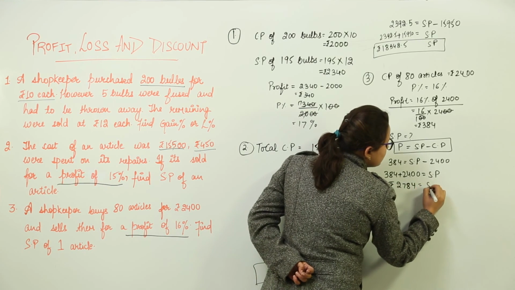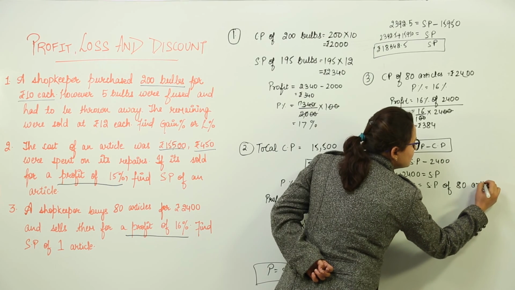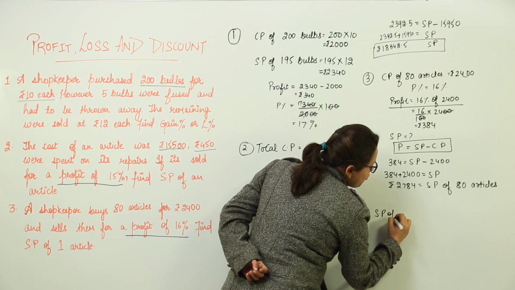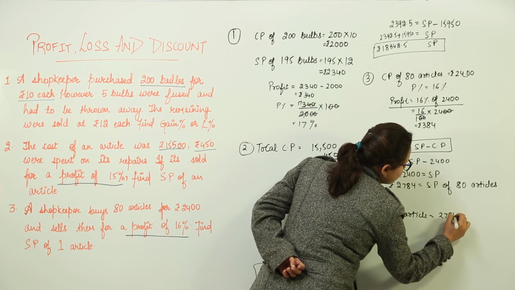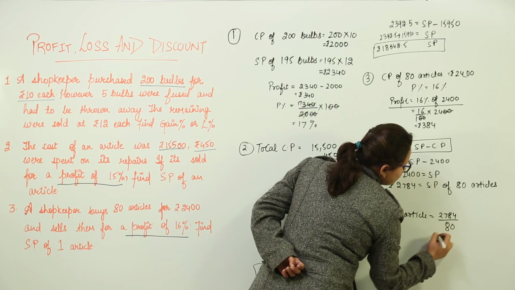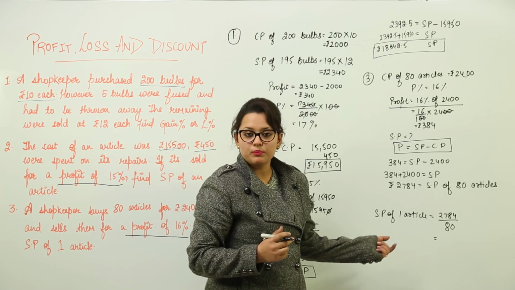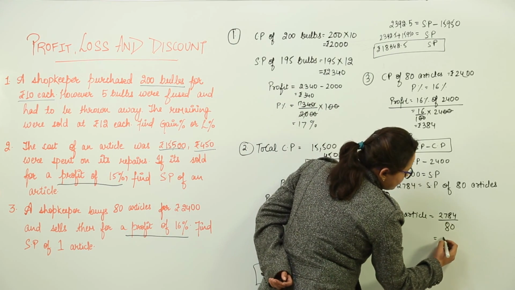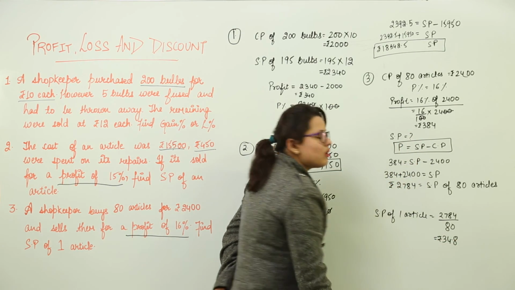Now this is the selling price of 80 articles, right? The last and final step is to find the selling price of one article, that would be equal to 2784 upon 80. You divide the total selling price upon the number of products that you had. We had 80 articles, so I have divided it with 80. You get 34.8 as the selling price of one article.